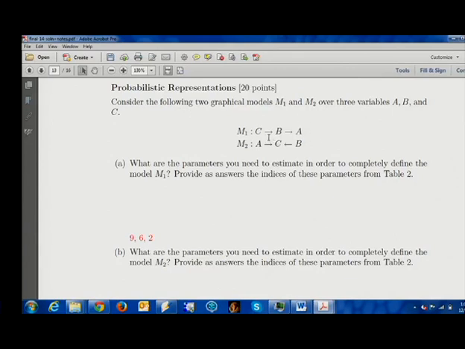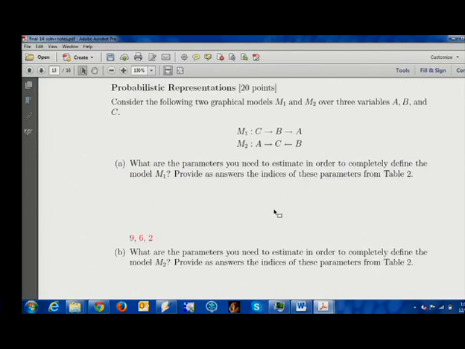Here are the models. One of them is a chain model. I'm going to describe it as a generative process. You generate C. Given that, you generate B. Given that, you generate A. That's one. In M2, you first generate A and B, and you generate C given pairs AB. Okay, that's this M2. And we ask you what are the parameters that you have to compute, to estimate in order to completely define the model. By completely define the model, I mean to be able to compute the joint probability distribution.